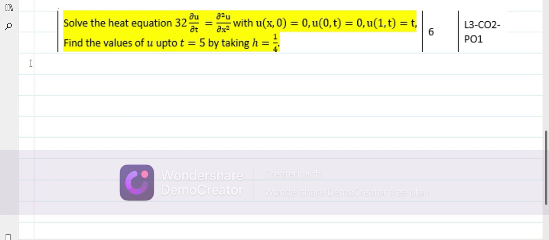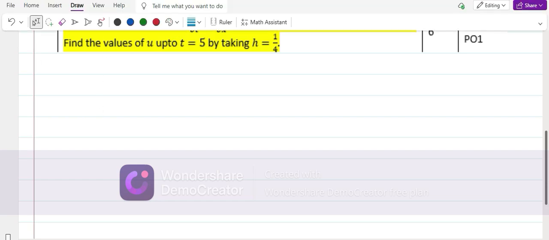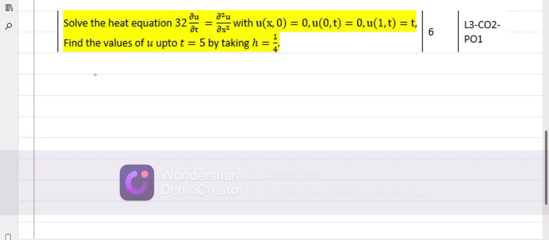Okay, look at the next question. So here we know the standard form of the heat equation, right? What is the standard form of the heat equation? Which is ∂u/∂t equals c² into ∂²u/∂x². Right?